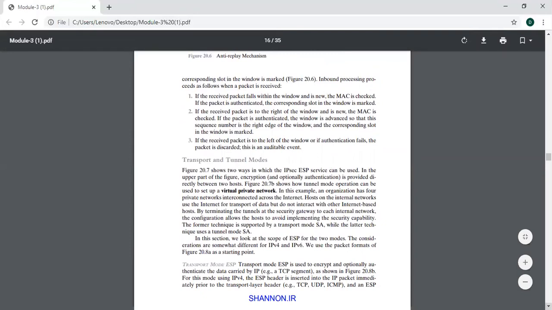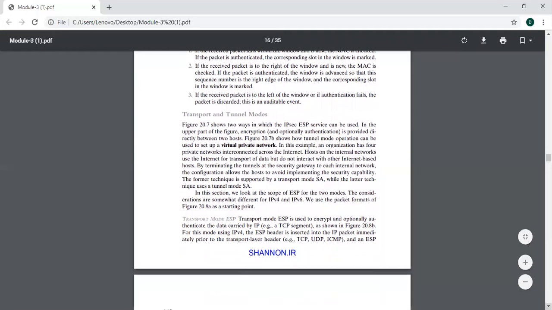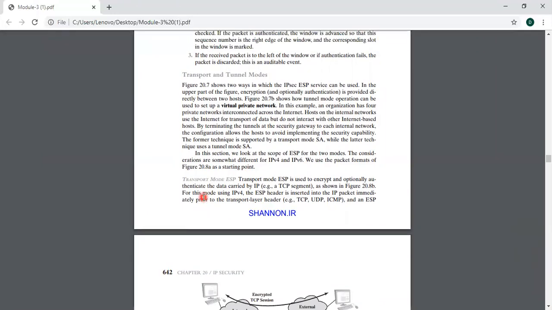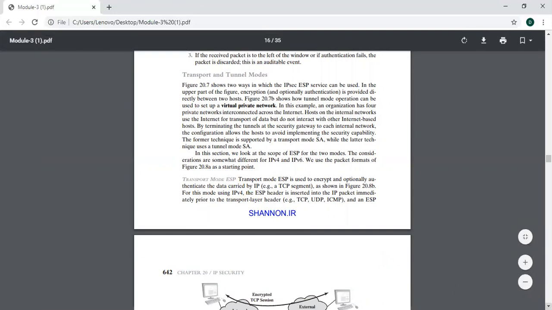Next are transport and tunnel mode. In the previous class we discussed transport and tunnel mode. Transport mode provides security to the upper layer protocols, and tunnel mode provides security to the entire packet. So here, transport mode ESP and tunnel mode ESP are explained with the diagram.